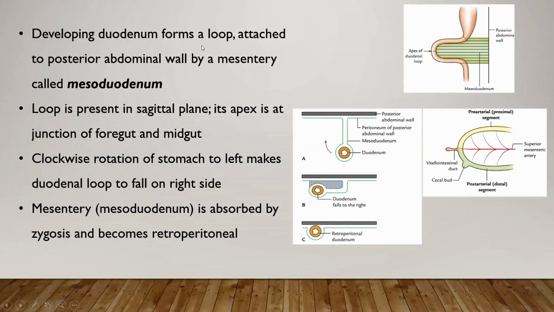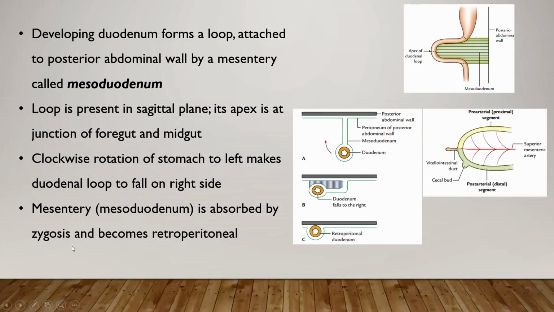So developing duodenum forms a loop attached to the posterior abdominal wall by a mesentery called mesoduodenum. So you can see here, this is developing duodenum. It is having its mesentery which is known as mesoduodenum. The loop is present in sagittal plane. Its apex is present at the junction of the foregut and the midgut. This is the apex of the mesoduodenum, and the clockwise rotation of stomach to the left makes the duodenal loop to fall on the right side.